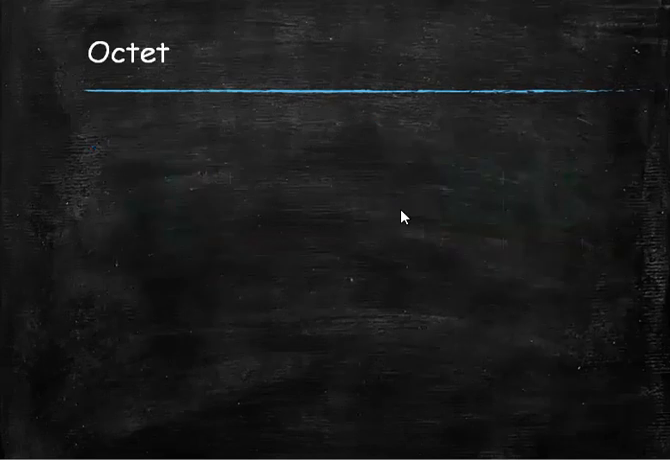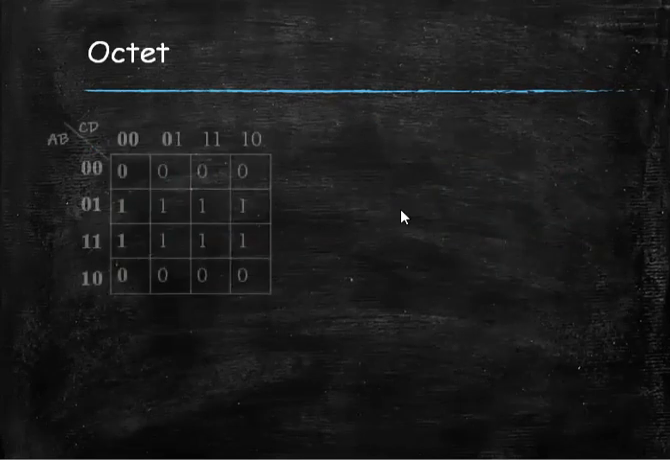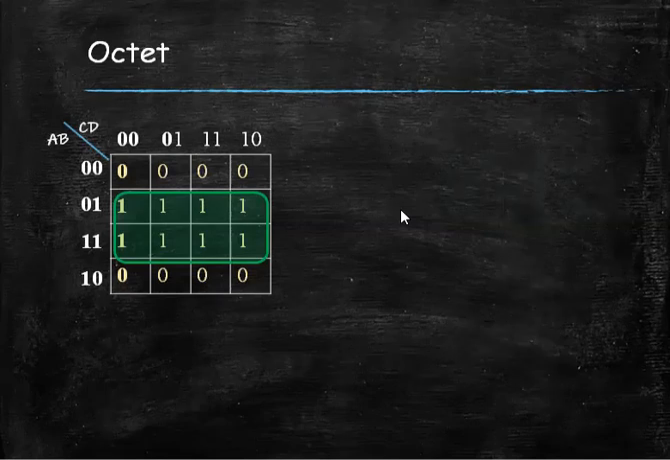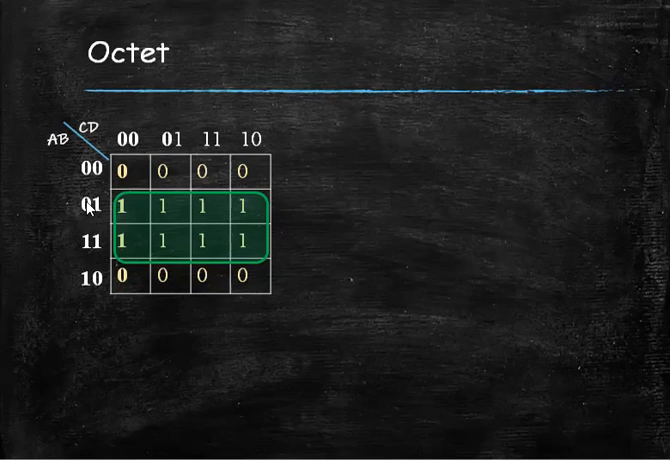Consider one more example. Here it is a horizontal octet. Here also C and D change, and when moving downward, A is complemented. Here it is A bar and here it is A, so A also changes. Then here B is unchanged. Then the result is Y is equal to B.